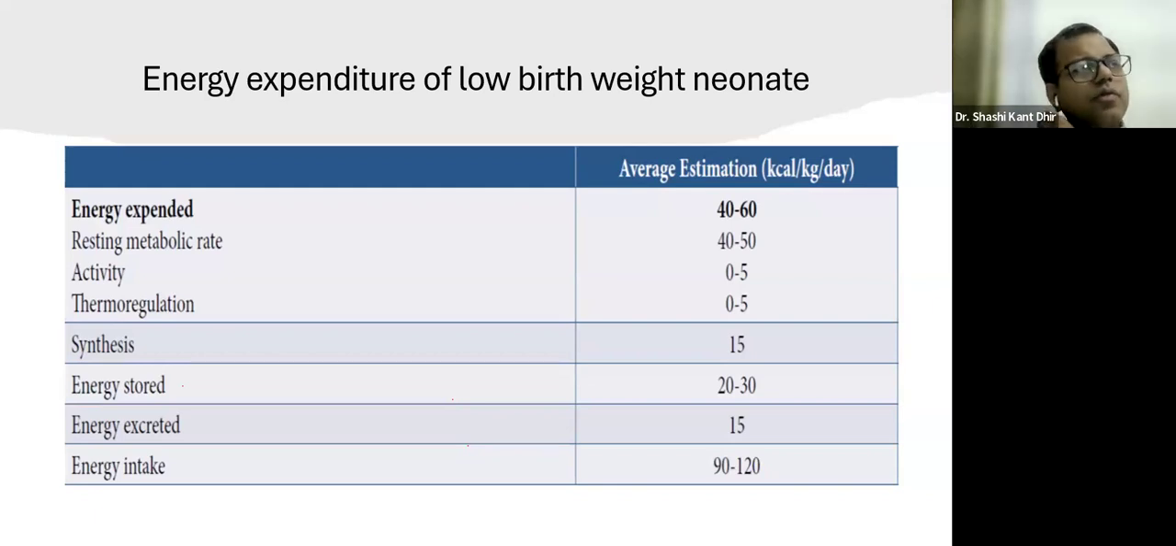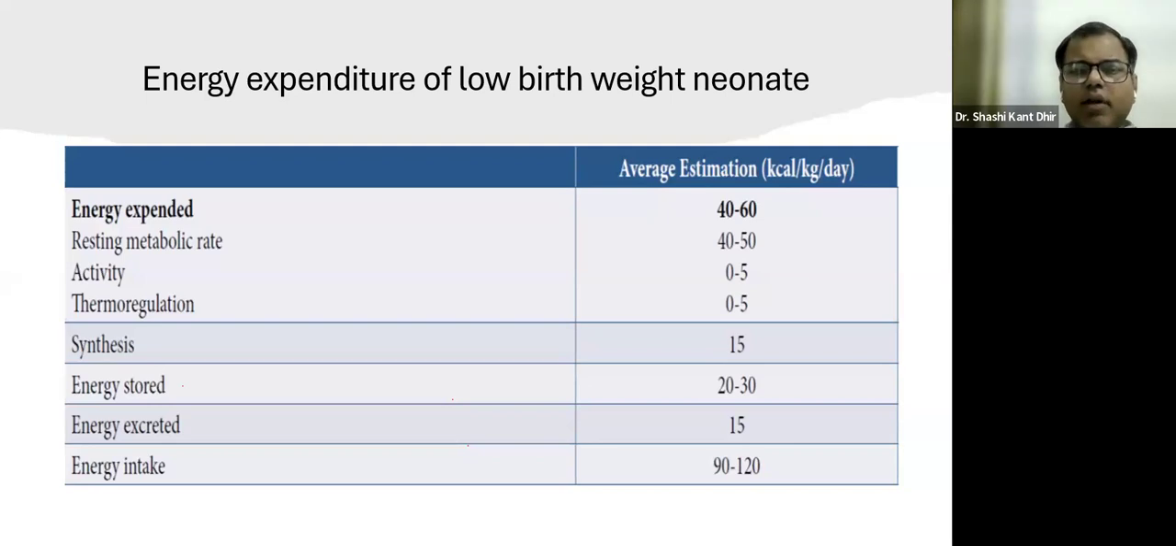So 100 ml of milk contains around 67 calories, right? So the ideal requirement of the baby is between 90 to 120 calories. So if you want to give 90 to 120 calories, we have to multiply it by 1.3 times, and it gives the volume of milk that is provided, right? So that is the rationale why we use this volume of fluid, the maximum volume that we need.